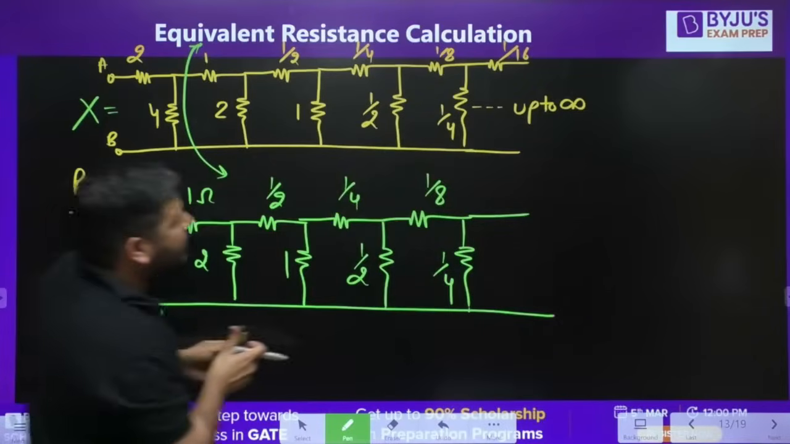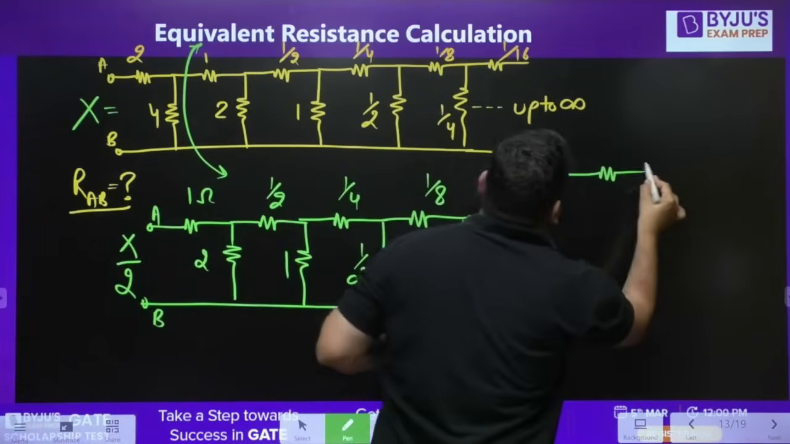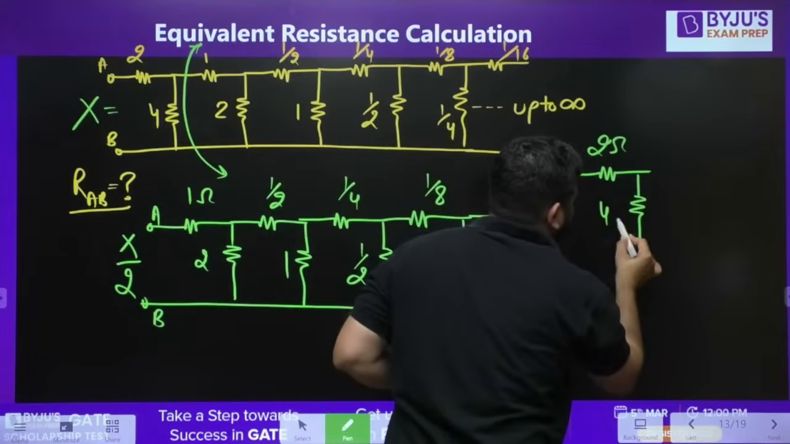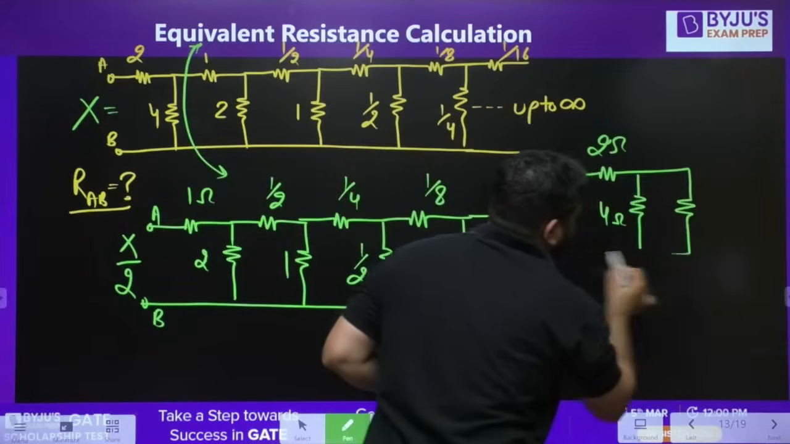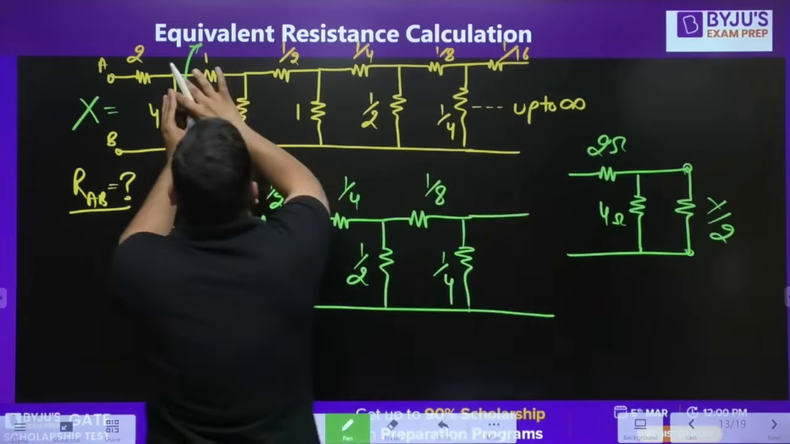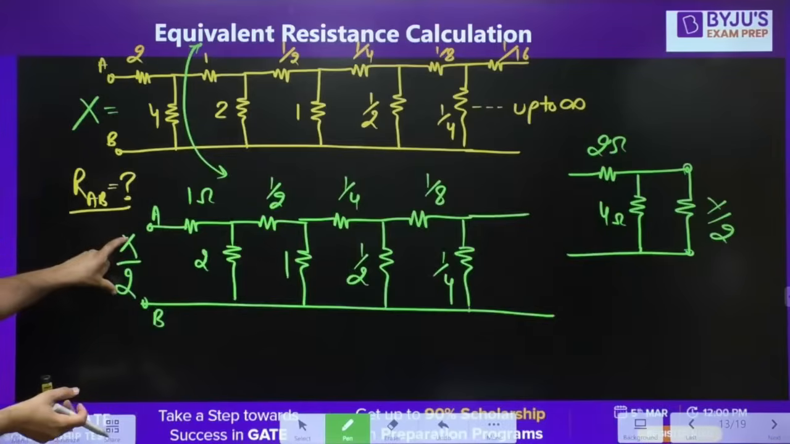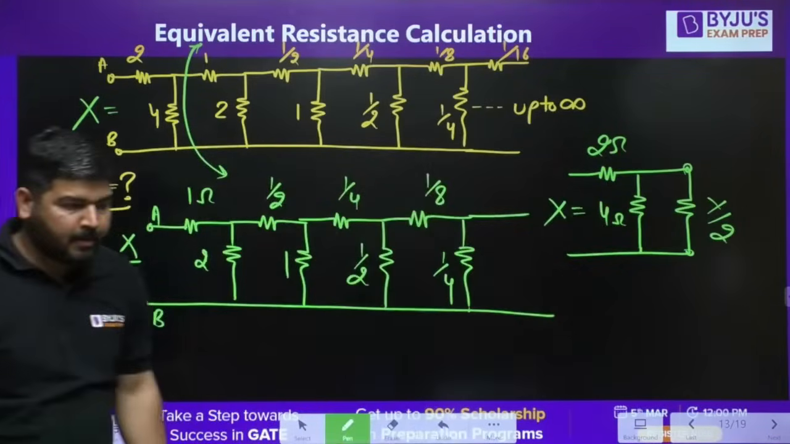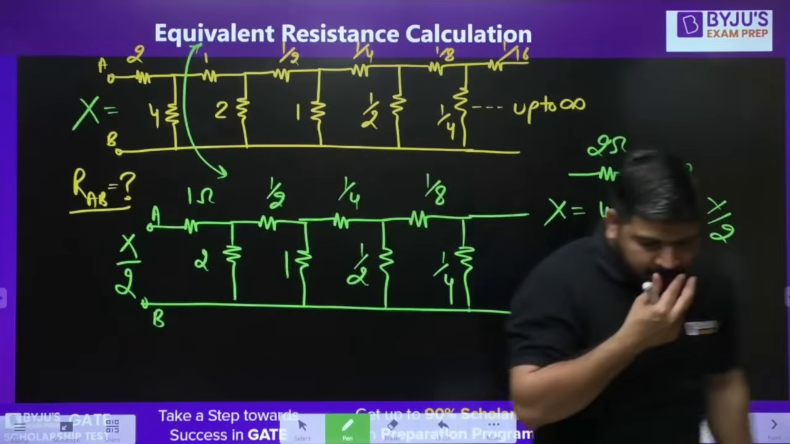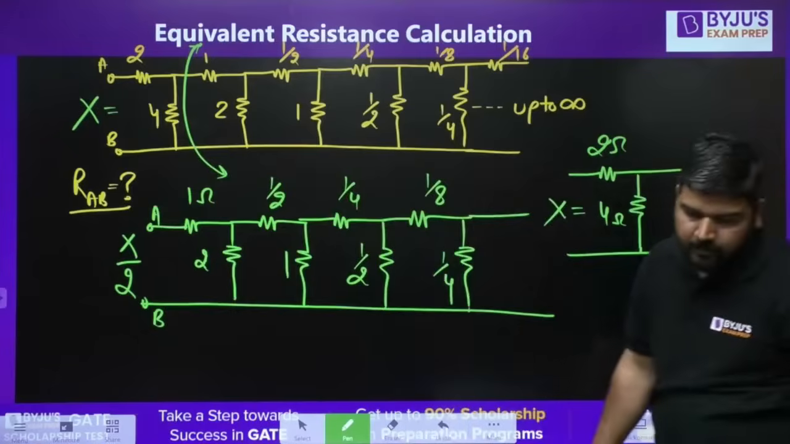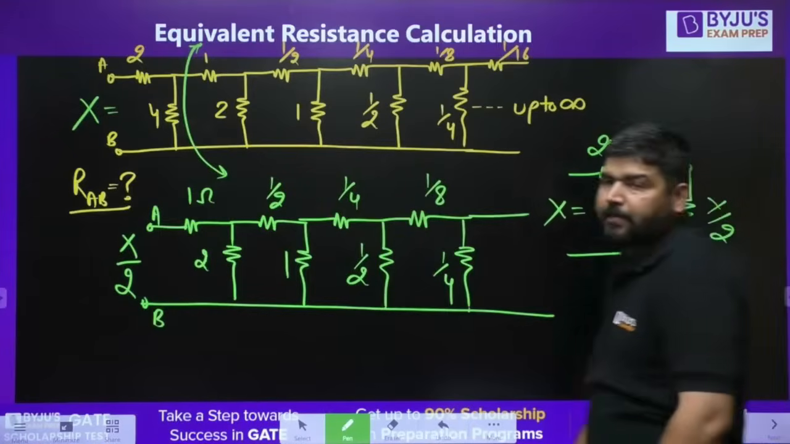So the resultant circuit will be, this is 2 ohm, this is 4 ohm. Now this entire ladder can be replaced with X by 2, and the resultant has to be X. Is it clear, guys? Tell me, everyone, is it clear or not?